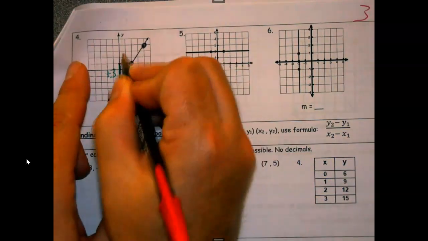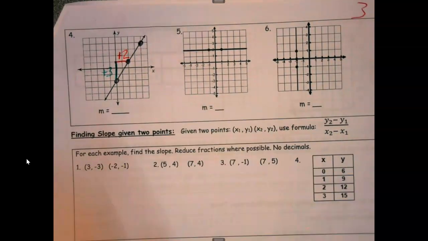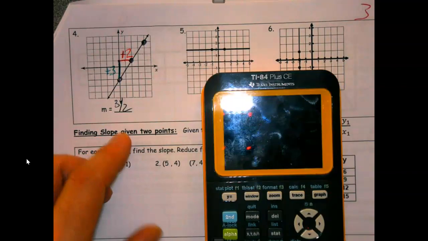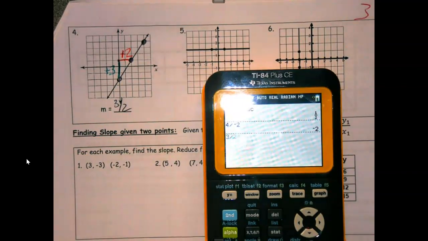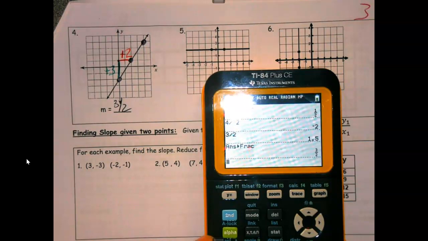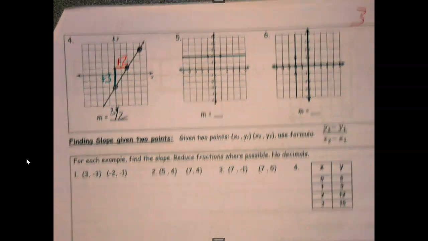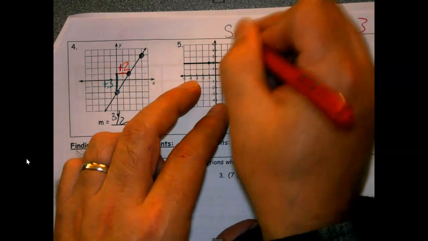1, 2, run to the right. So positive 3 over 2, let's check this out. 3 divided by 2. We don't do decimals. Math, enter, enter. It's still 3/2, we just leave it alone. Okay? These last 2 are special cases.